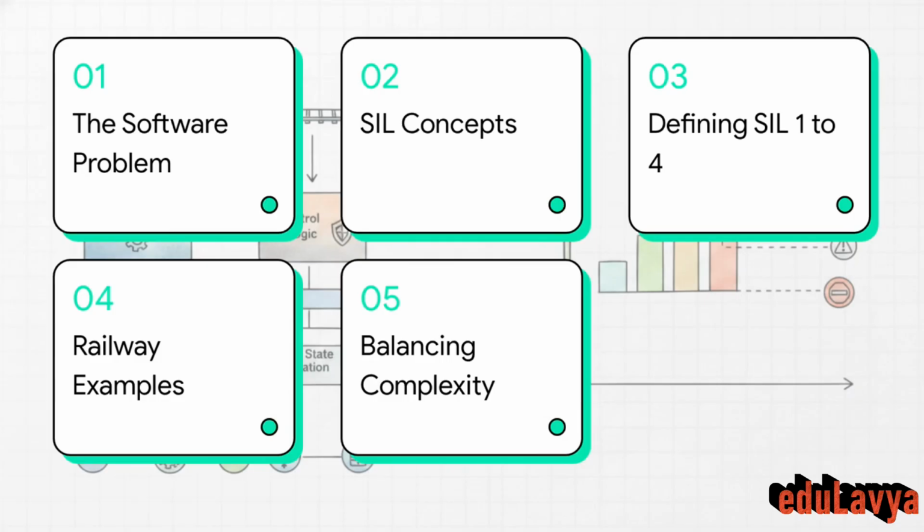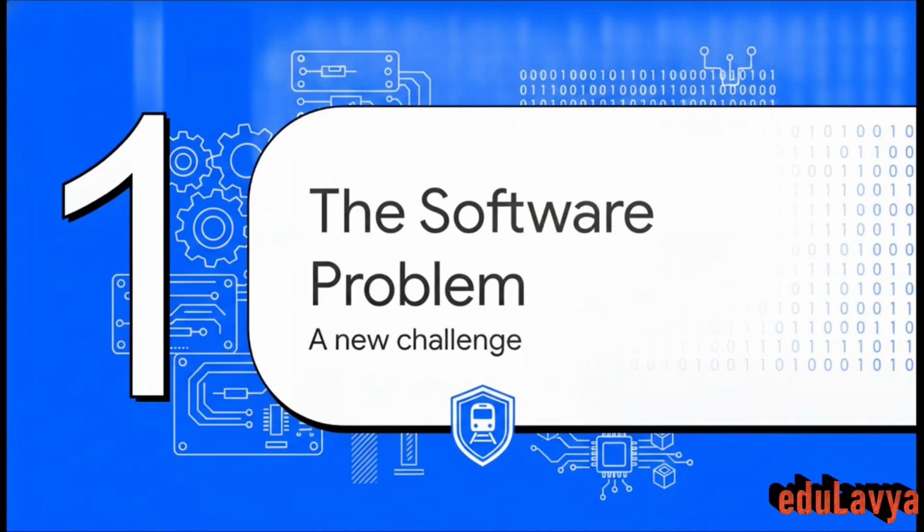Okay. Let's take a quick look at our roadmap. We'll start with the software problem, move into SIL concepts, define SIL 1 through 4, look at some real-world railway examples, and finally discuss balancing safety and complexity. Section 1. The software problem, a new challenge.